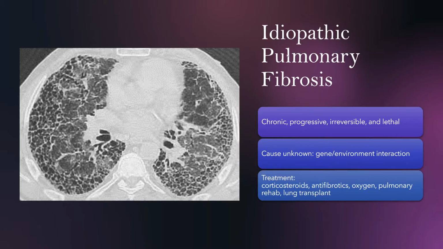Basically, this is, like most idiopathic disorders, a disease where someone has to have the wrong gene at the wrong time. A specific gene in a specific environment can trigger this disease. We don't know specifically what that environment or gene is. We just know that it seems to be a gene-environment interaction. It's treated with anti-inflammatories like corticosteroids, antifibrotics, oxygen, pulmonary rehab, and ultimately lung transplant.